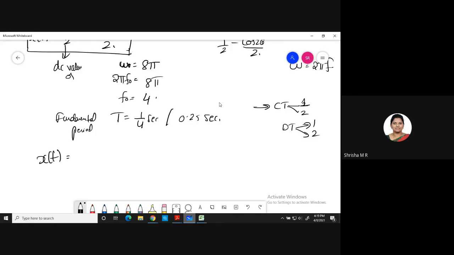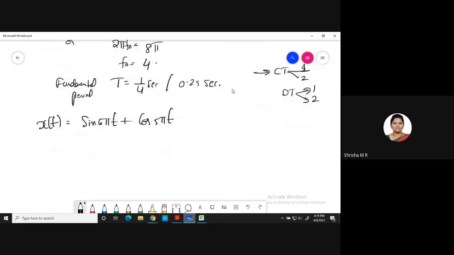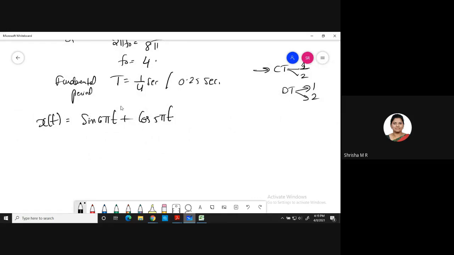So take down the next problem. X of t is sine 6 pi t plus cos 5 pi t. In the textbook it might be confusing. Different textbooks will use different methods, but I have taught you the easiest method, both in continuous and discrete. So this is a composite signal, as you can see. This is the first part of the signal, this is the second part. So try to find omega 1 and omega 2.